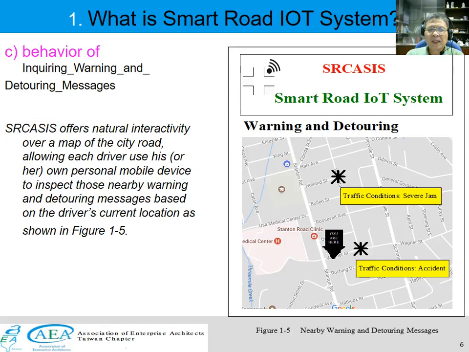The third behavior is inquiring, warning, and detouring messaging. Smart road IoT system offers natural interactivity over a map of the city road, allowing each driver to use his own personal mobile device to inspect those nearby warning and detouring messages based on the driver's current location, as shown in Figure 1-5.